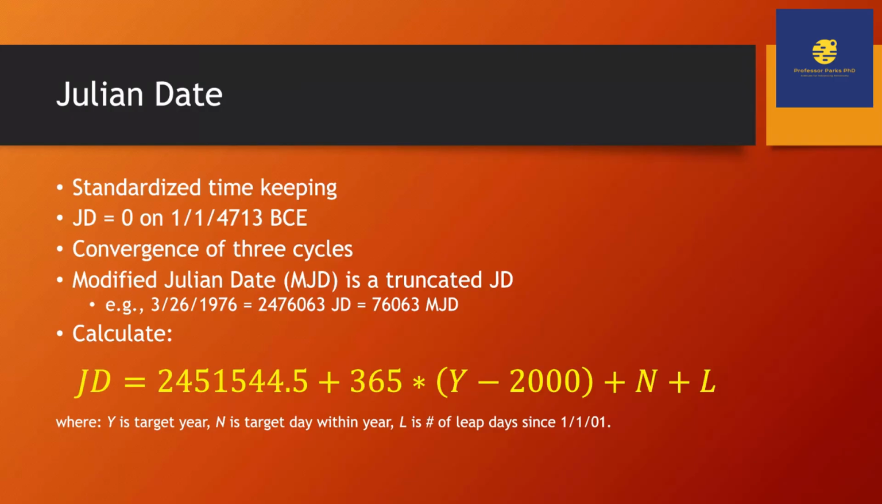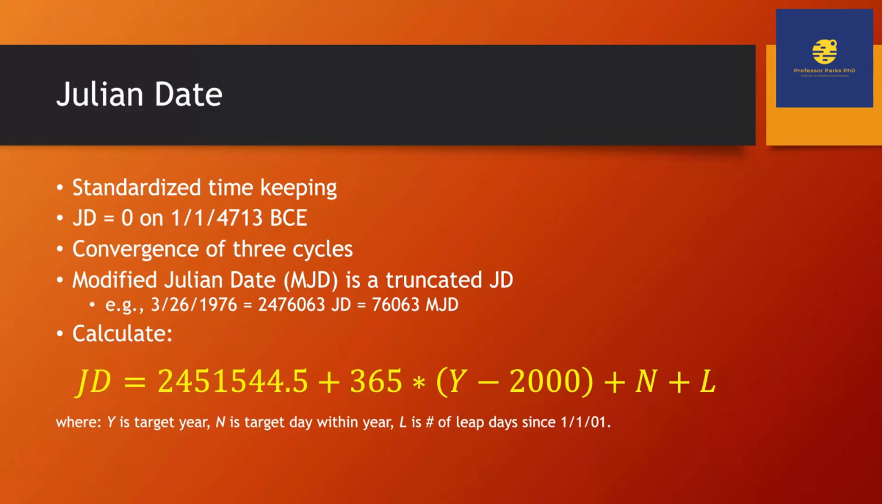For myself, I just truncate it wherever I can, wherever I need to, in order to make the graphs look nice. But if you were wondering what the Julian date was on a certain date or will be in the future, the equation below will give that to you. So using my birthday, when I was born, the Julian date was 2,476 and 63 days, or a modified Julian date of 76,063 days.